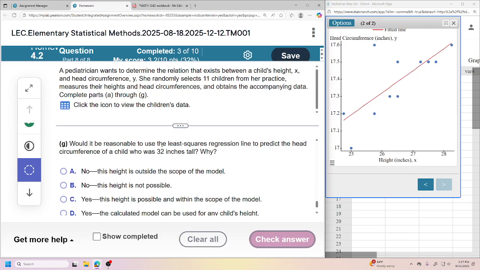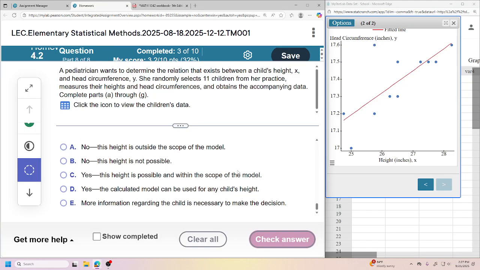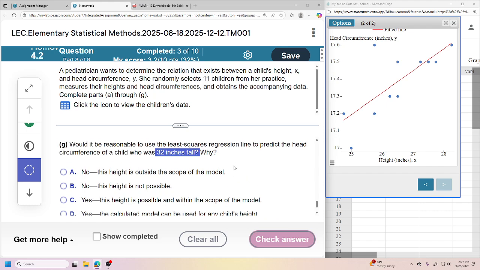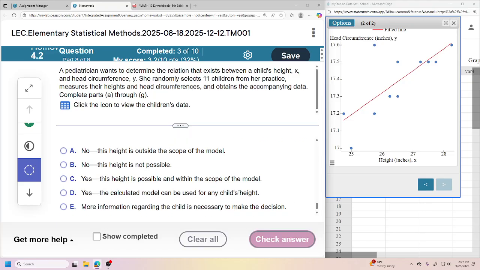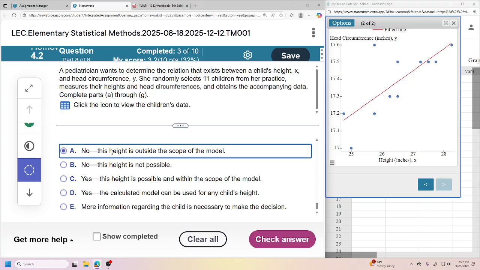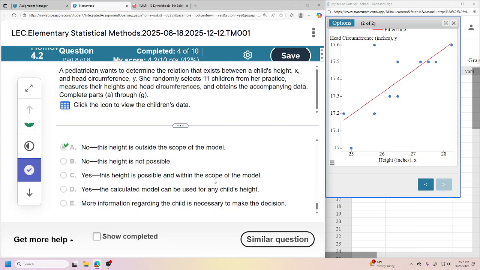Okay, would it be reasonable for the least squares line to predict a head for 32 tall? Okay, time out for a second. Look at our graph. You see at the bottom here, we're going from 25 to 28. Now they're saying, hey, go ahead and do the same thing for 32. It's not even close. 32 is way off the charts. What would you say then about this answer? What would you put for 32? Yeah, no, outside the scope. There it is, and we're done.